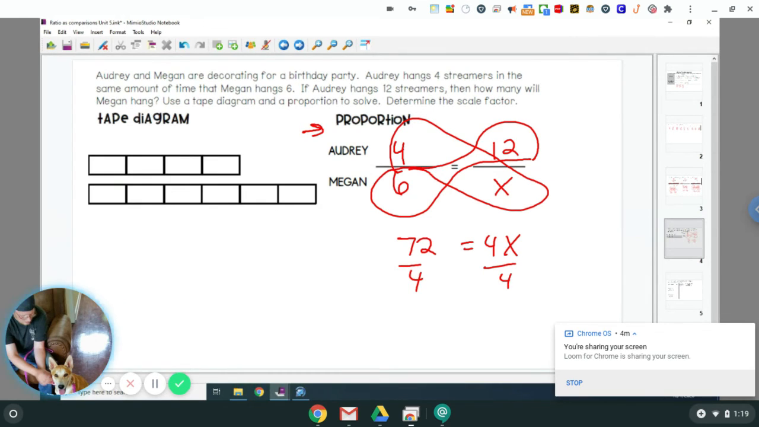72 divided by 4 is 18, so you get x equals 18. Now, to determine the scale factor, you figure out what you multiply 4 by to get to 12, which is 3. So then 6 times 3 is 18, which gives us the same answer.